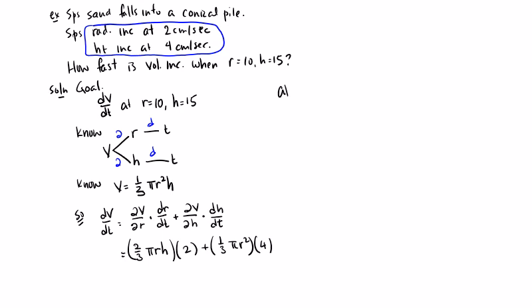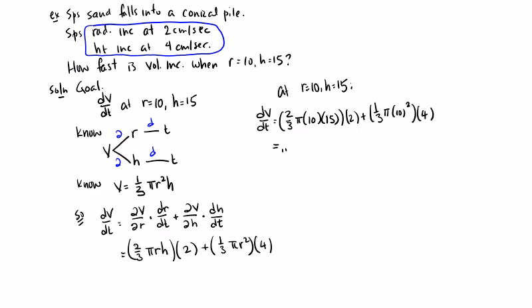And so then we look at r equals 10, h equals 15. Let's plug those both in. 2/3 pi r h times 2 plus 1/3 pi r squared, fill in the r, times 4. And that can be simplified at your leisure.